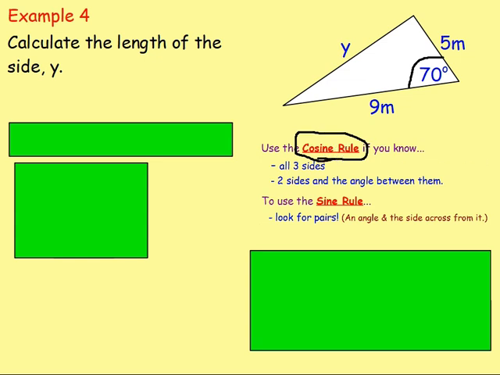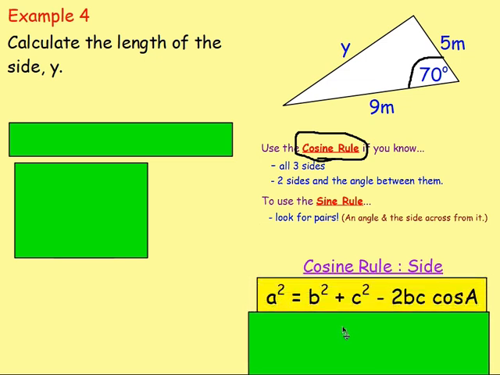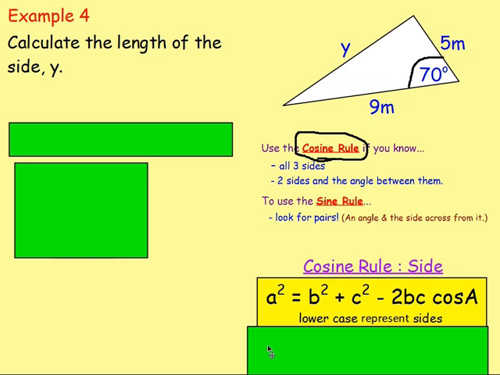Is it the cosine rule to work out the length of a side or the size of an angle that we want? Well, because we want the length of a side, it's obviously going to be the cosine rule to work out the length of the side. So it's not the one where it's cos A equals, it's the other one. A squared equals B squared plus C squared minus 2BC cos A. And in the formula, lowercase letters represent sides and capital letters represent angles.